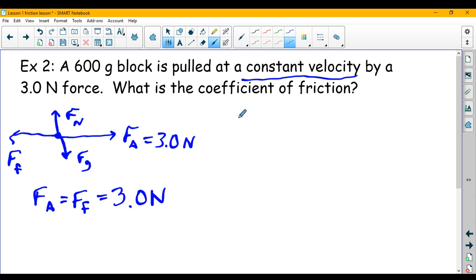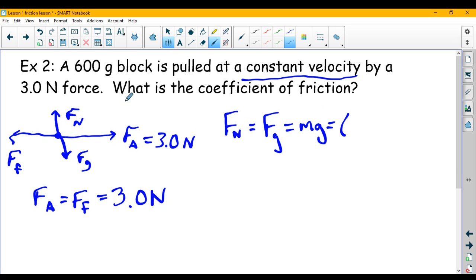Now I just need to think about the equation for friction. The equation for friction is equal to the coefficient of friction times the normal force, which means I need the normal force before I can solve for my coefficient. But remember, we're on a nice flat surface, which means the normal force is equal to gravity. So I can find that very easily.